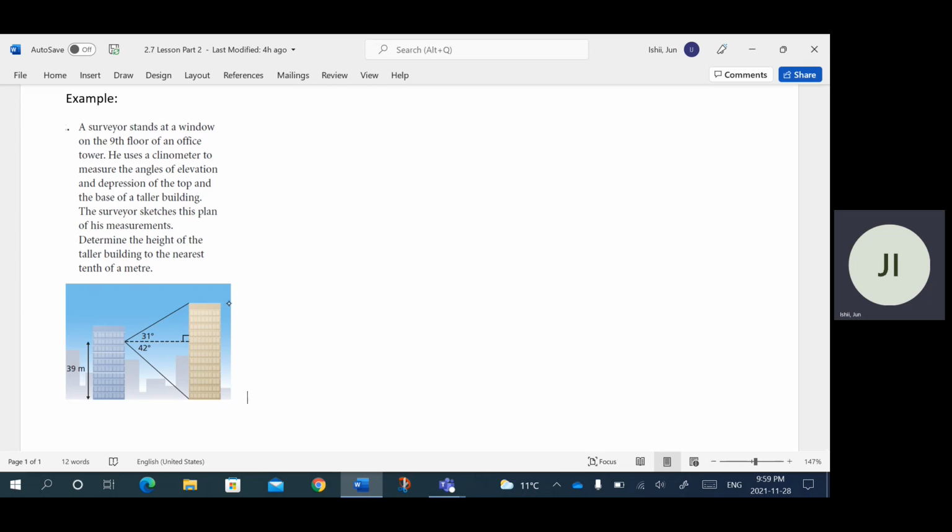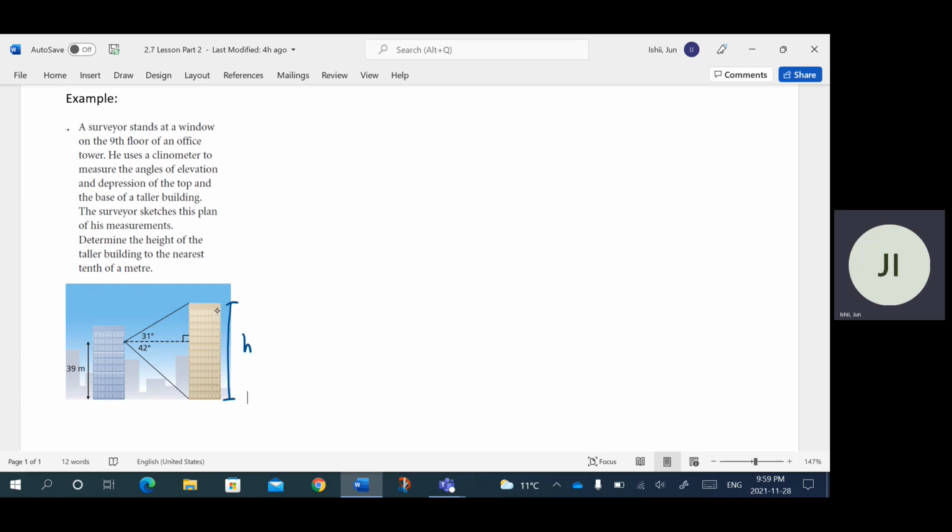Okay, so basically what the problem is asking is, if we want to find the height of this taller building, from here to here, this is the height that we're trying to find. The person is standing right here in this building, and he measures the angles. So basically we want to find this distance as our final answer.